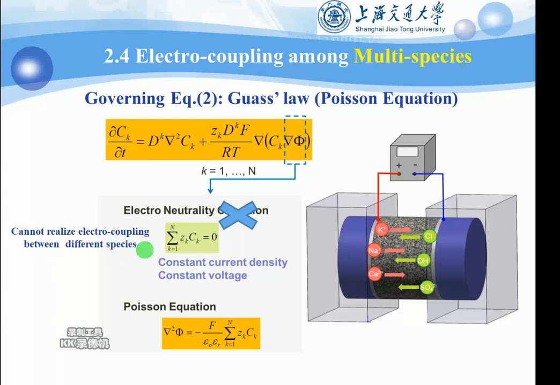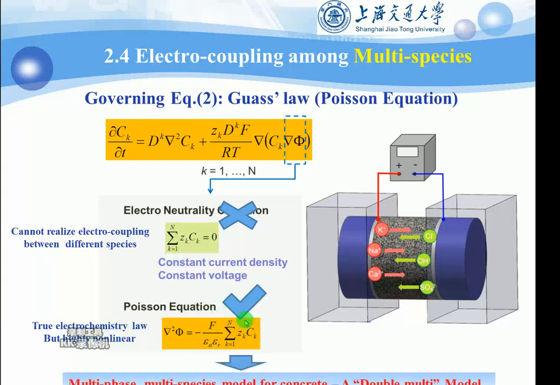So this assumption should be replaced by the true electrochemistry law, the Gauss law, with the form of the Poisson equation. Although the Poisson equation makes the issue even more highly nonlinear, since now the potential term here not only depends on the boundary conditions, but also on the changing concentration of all kinds of ionic species involved in the medium. Anyway, with the help of multi-species consideration and the Poisson equation, we could fulfill the knowledge gap of the multi-phase, multi-species model for concrete, the so-called double multi model.